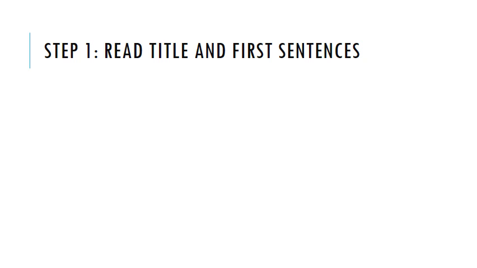Alright, so the thing that we want to do anytime that we read an article, or even when we are reading a chapter of a book or something longer, is look at the title, read the title, and then look at the first sentences of each paragraph. The reason we want to do this is that it will give us a framework within which we can understand what we're reading.